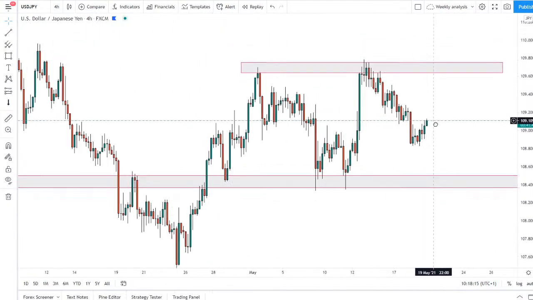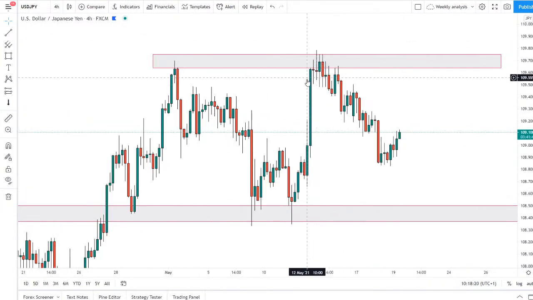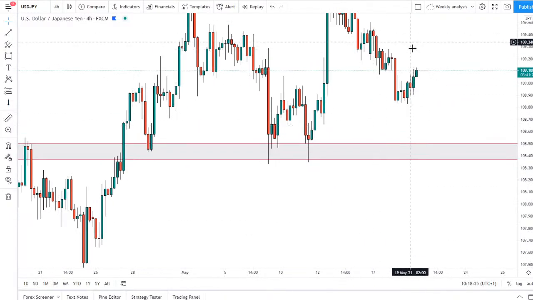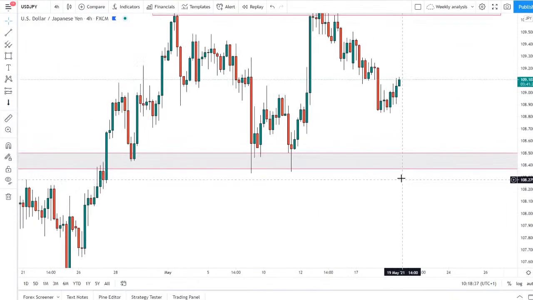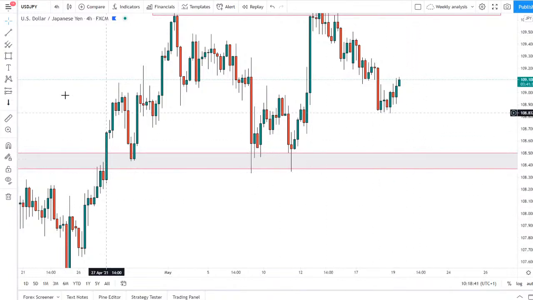USD-JPY, for this pair we've been quite choppy pretty much all week. I believe we did finish the week around this area here, so pretty much all this price action is this week, and price has just been slowly but surely moving to the downside there. Very, very choppy price action. So I think for USD-JPY, I'm still leaning towards the pair coming back down to 108.500, which is this key support.